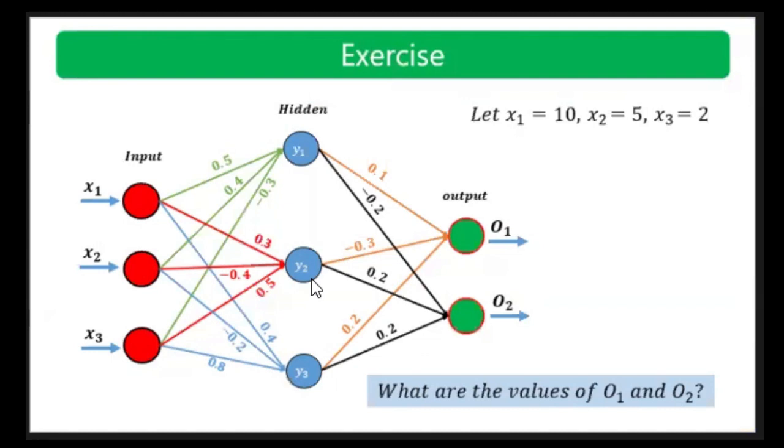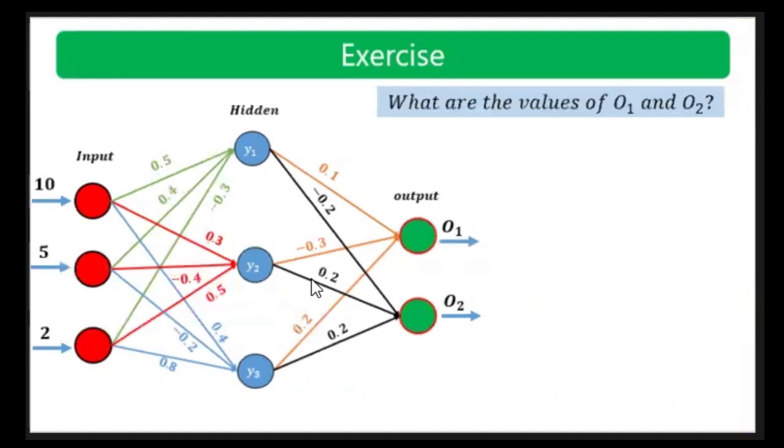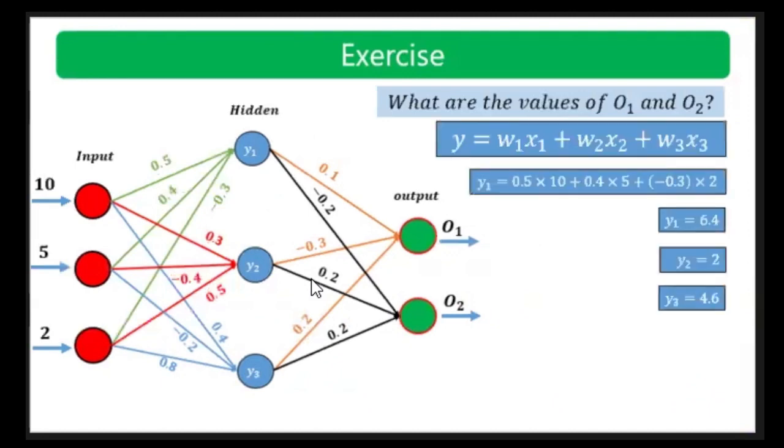So let's not do that. Everyone knows mathematics, so just forget about it. If I take x1, it is going to be multiplied by 0.5, x2 is multiplied by 0.4, and x3 is going to be multiplied by minus 0.3. That is the output going to y1. Let's say y1 is some value here. Then y1 is going to be 6.4 when you calculate. Okay, you can do the calculation later.